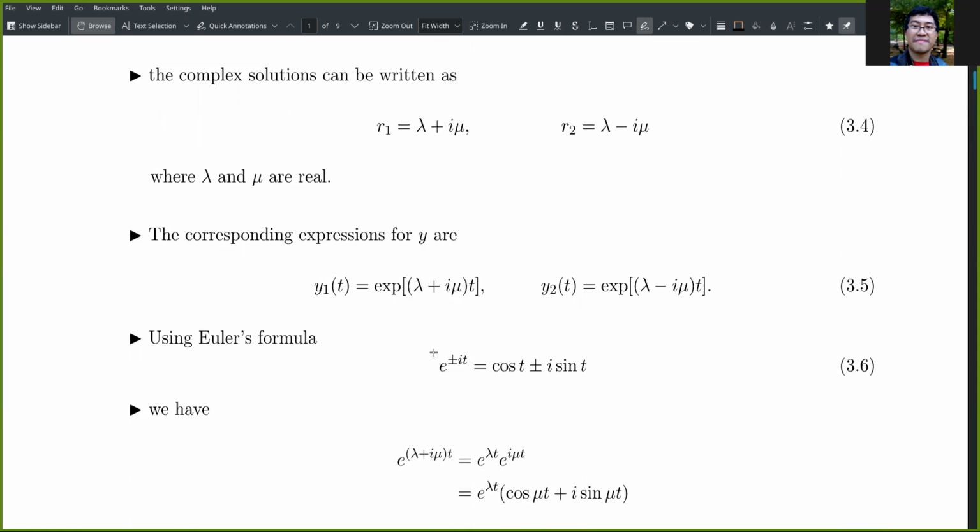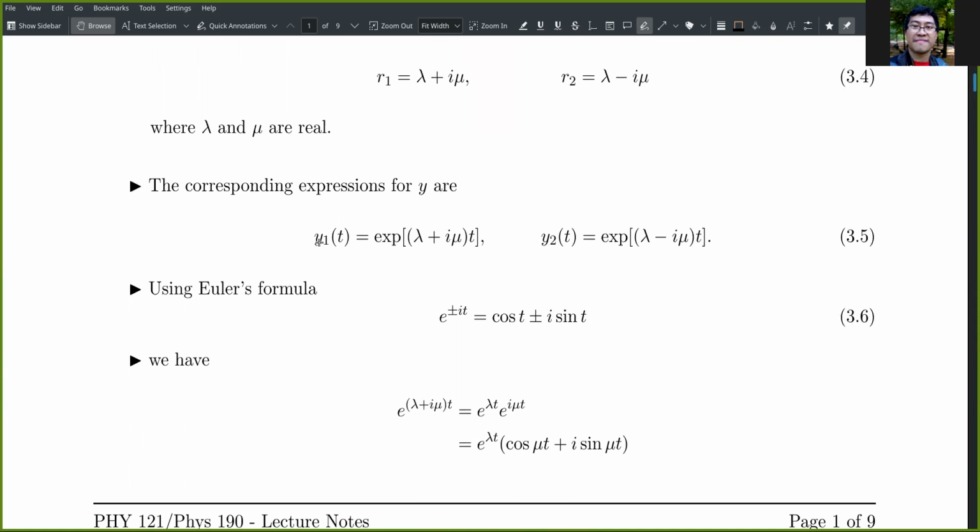The corresponding expressions for y are y1 equals e to the power of r1 times t, and y2 equals e to the power of r2 times t. You might be wondering what would happen if you have an imaginary number in the exponential. So we will use something called Euler's formula.